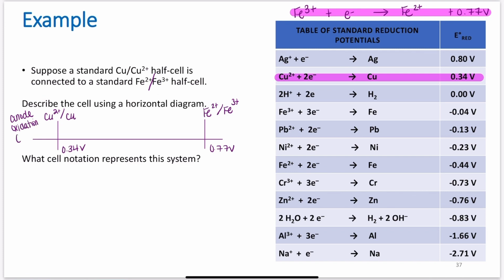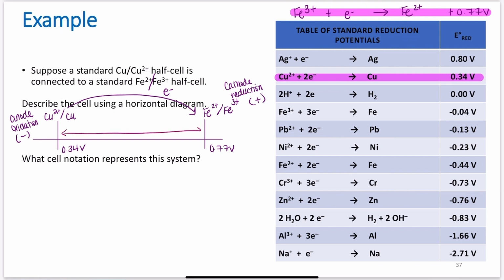And again, this is the negative terminal in a galvanic cell. My iron is my cathode, where reduction occurs. And a galvanic cell or voltaic cell, whatever you want to call it, this is the positive side. And the electrons always travel anode to cathode.